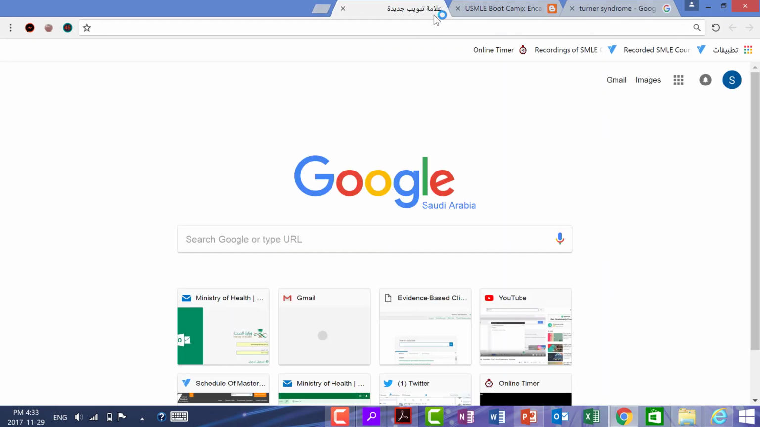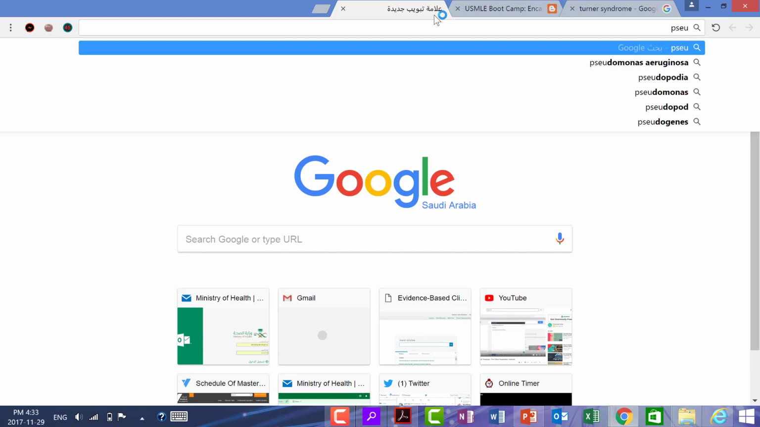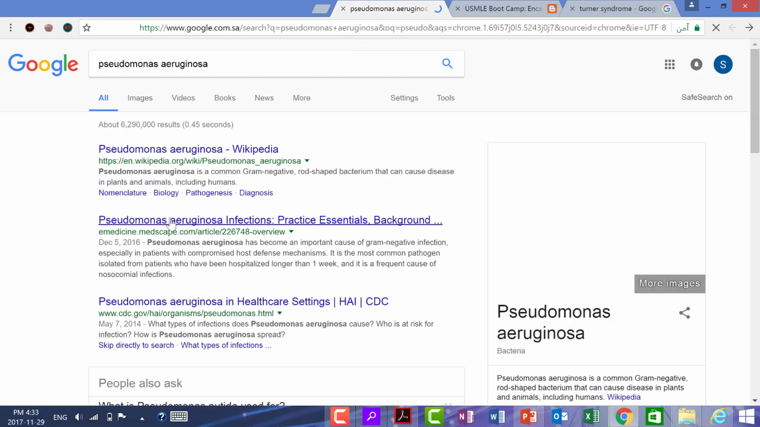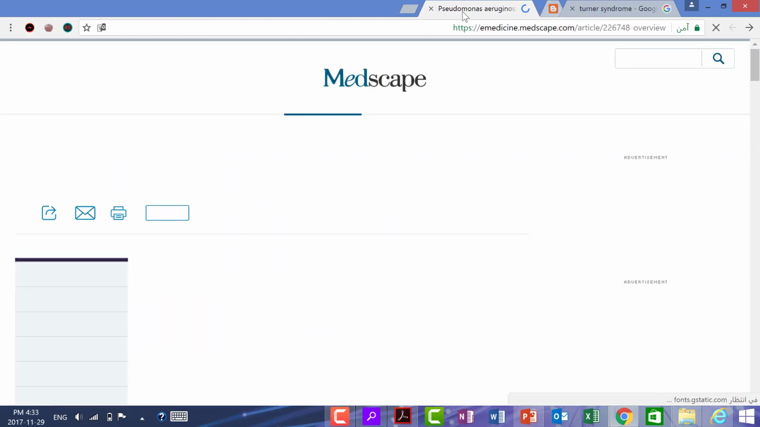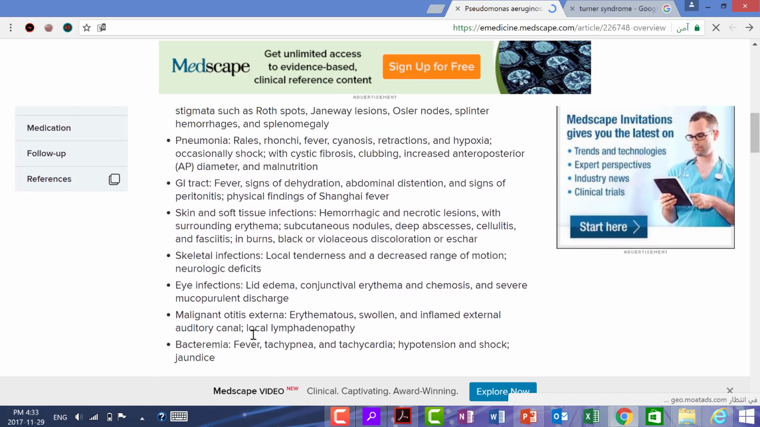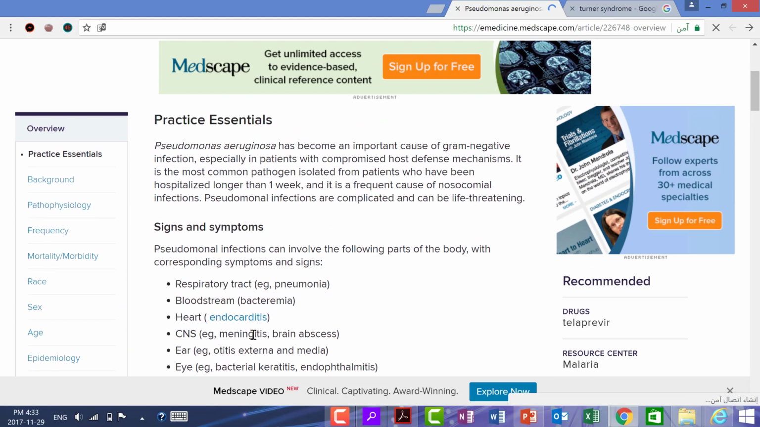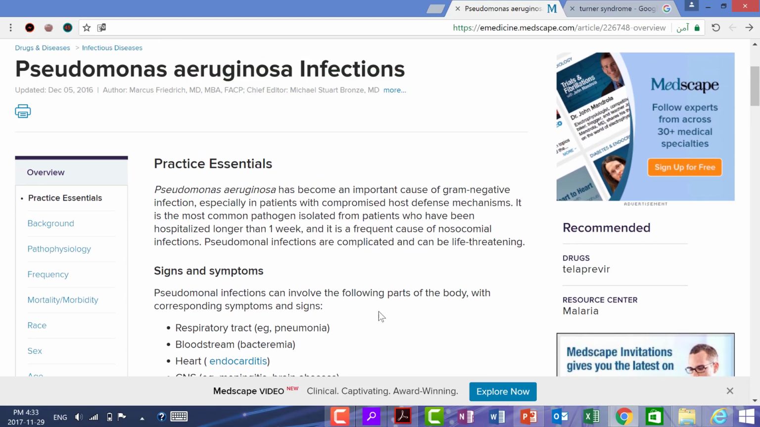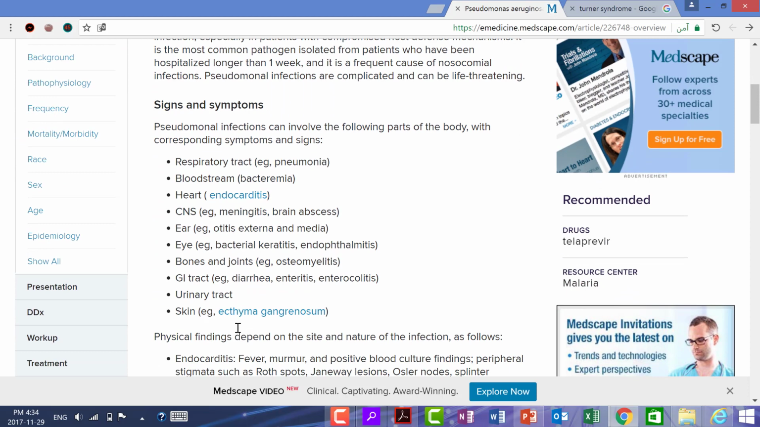So we see here Pseudomonas. So it's a frequent cause of nosocomial infections. Pseudomonal infections are complicated, life-threatening. Pseudomonal can be respiratory as pneumonia, bloodstream bacteremia, heart, endocarditis. This is the nosocomial, so there is like a specific population who get it, who are admitted in the hospital.